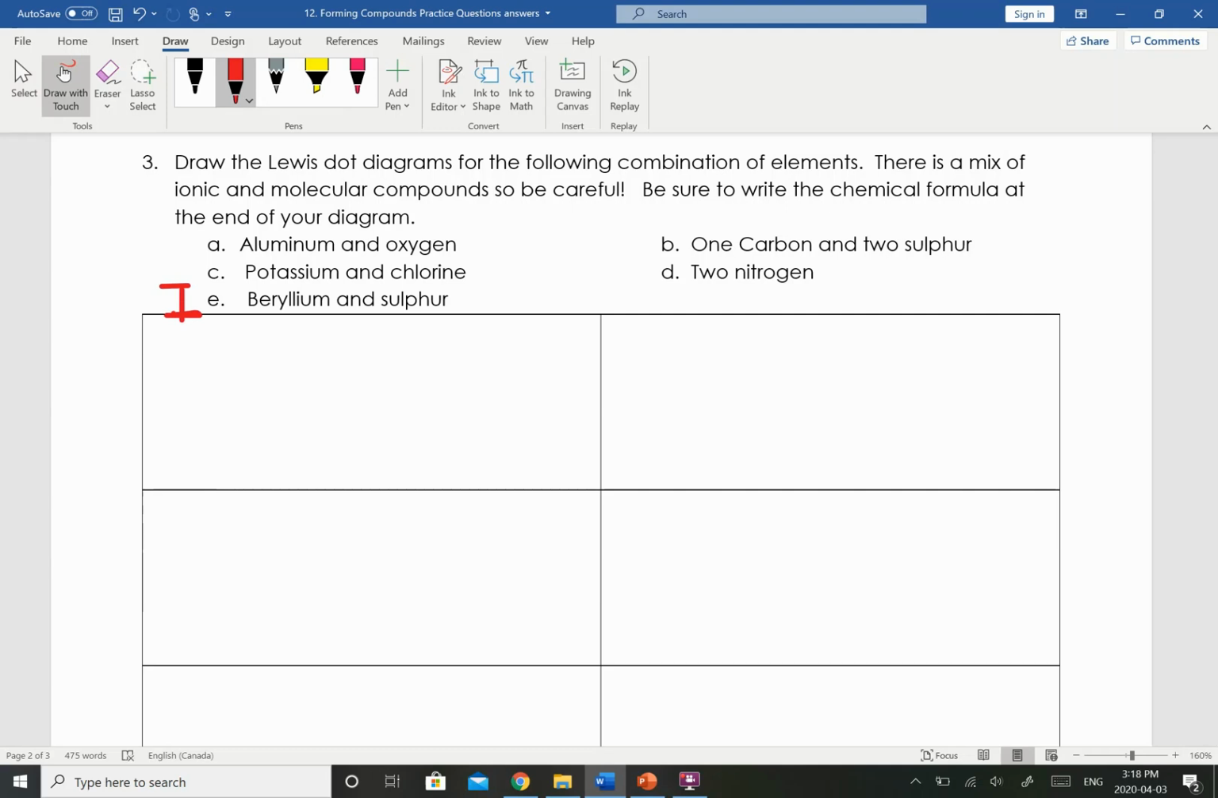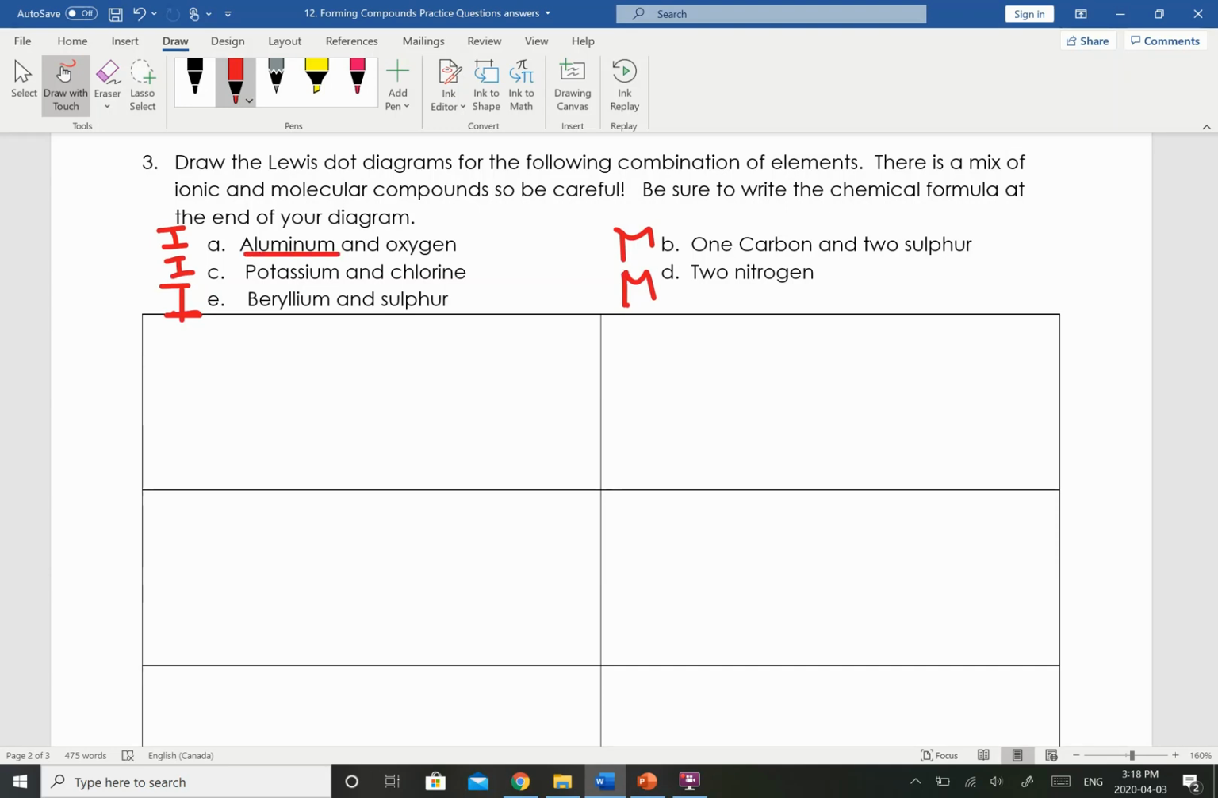Aluminum, that one's okay. Carbon and sulfur, that one's molecular. Potassium and chlorine, that one is going to be ionic. And actually, aluminum and oxygen is going to be ionic because aluminum is a metal here. That is a metal if we look at our periodic table.